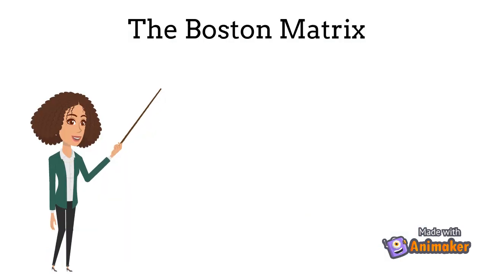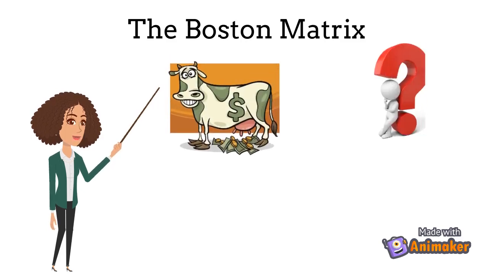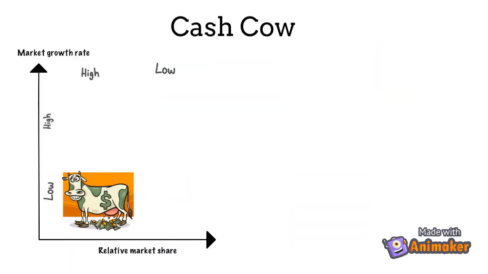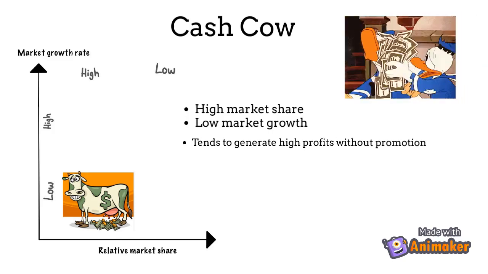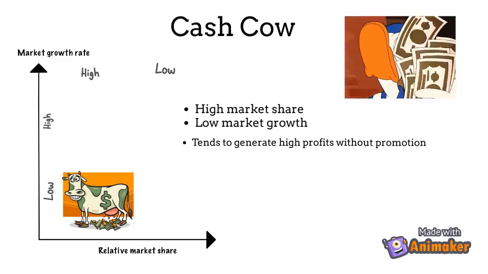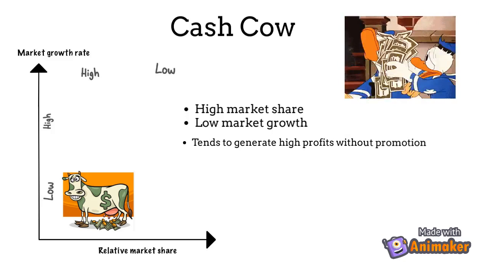Considering these factors, a company can classify their products into 4 different components: the cash cow, the problem child, the rising star, and the poor dog. Starting with the cash cow. The cash cow is a product which has a high market share within a slow-growing market. These products tend to generate high profits for a company. This means that sales are relatively high without really having to invest in them in terms of promotion.